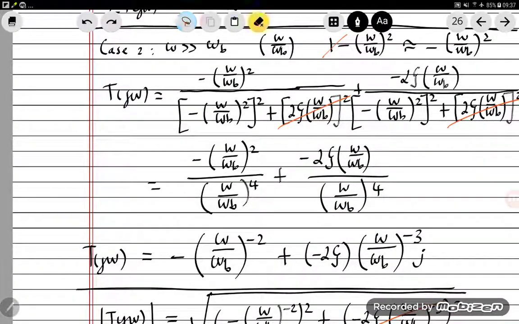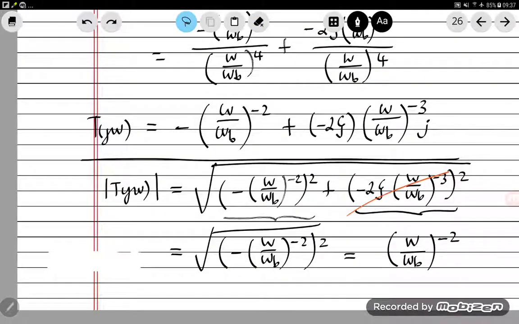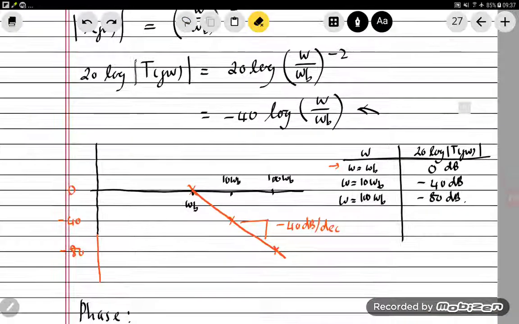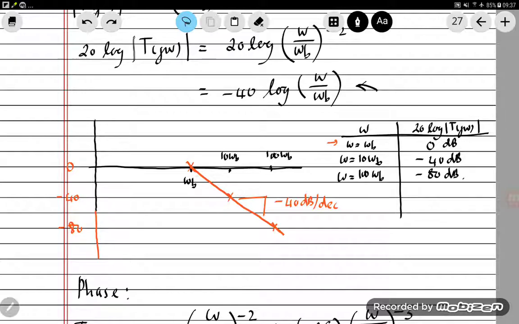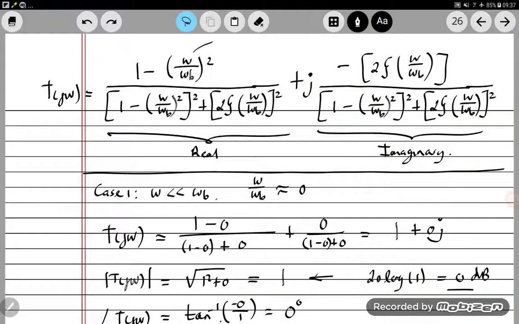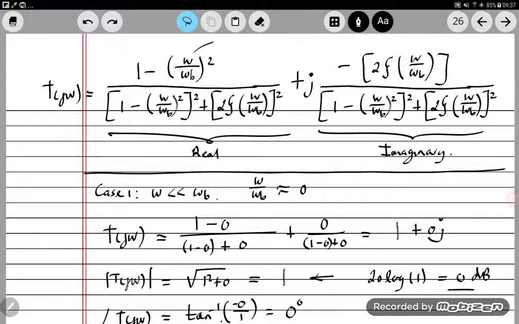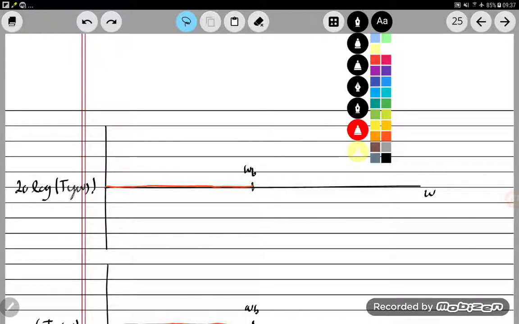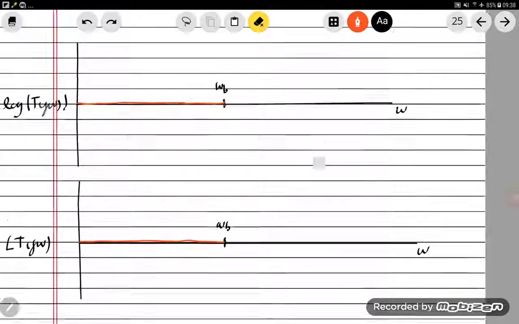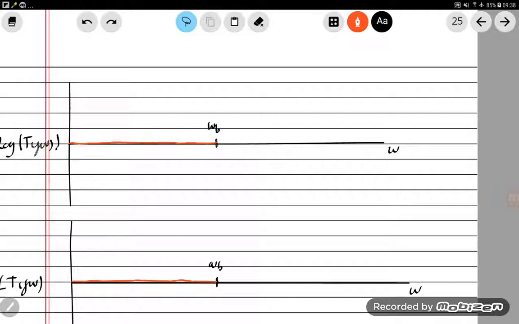and our magnitude, where did I plot that? Our magnitude falls from the omega b frequency and falls by -40 decibels per decade. So our magnitude falls by 40 decibels per decade from omega b. Let's draw something like this.